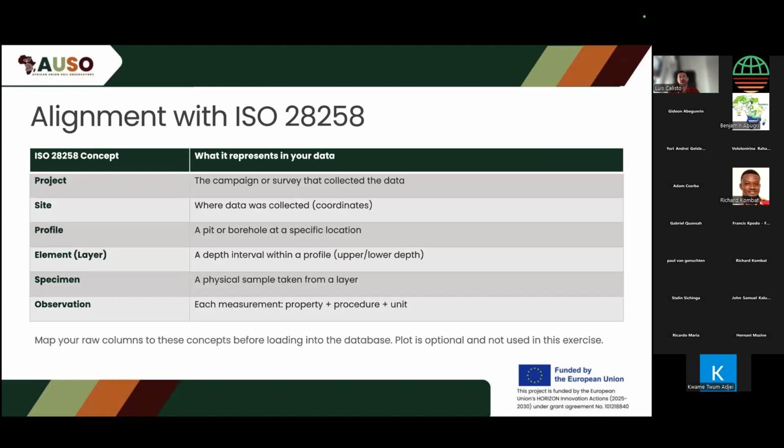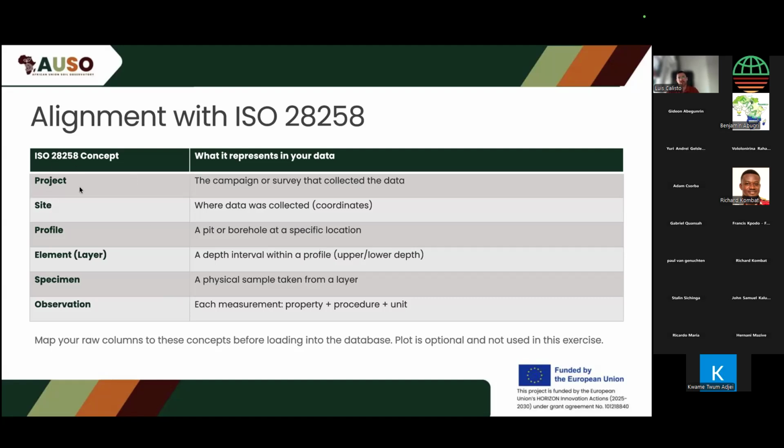So now when we have raw data, we need to align it, or harmonize it, or standardize it, because in this case we can use the word standardize. Why? Because we are standardizing our data against a standard. What is the standard? ISO 28258. So in this case, we can use standardization.